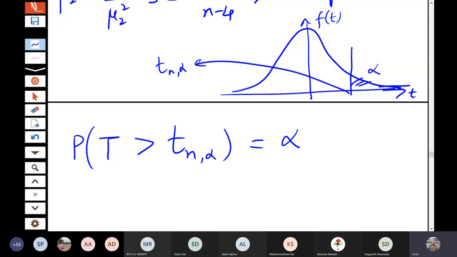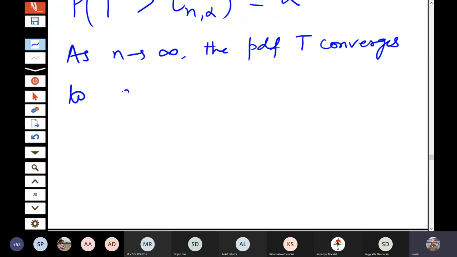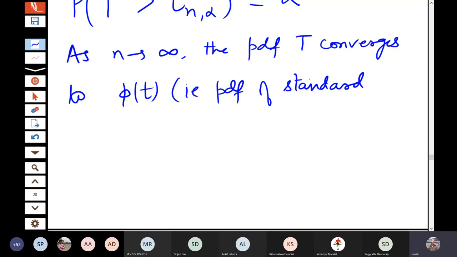Now again, let us connect it to the sampling distribution here. So the first thing that you observe here is that as n tends to infinity, the PDF of t converges to phi t. Okay, that is the PDF of standard normal random variable.